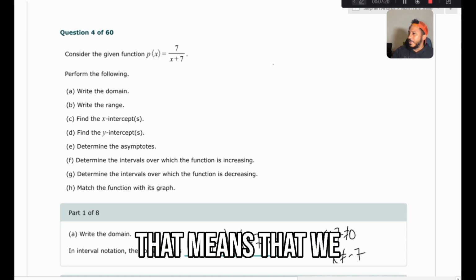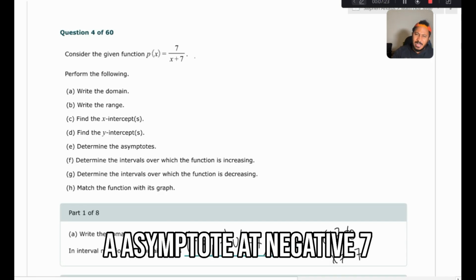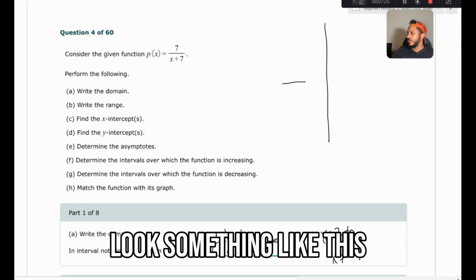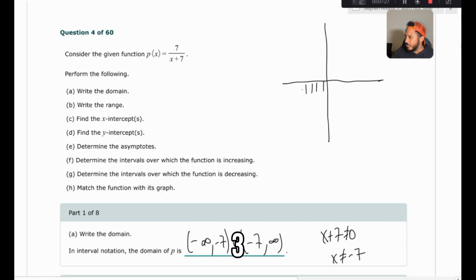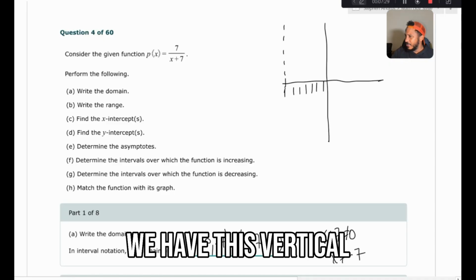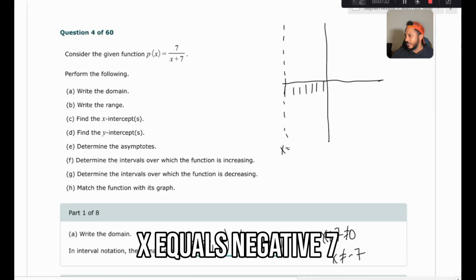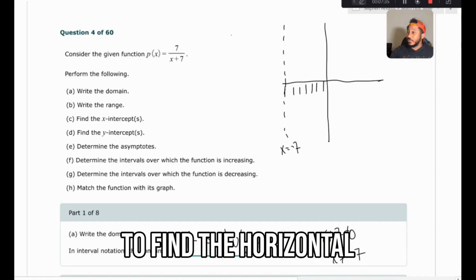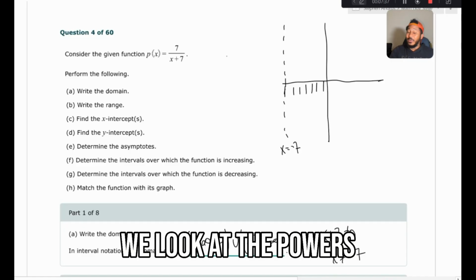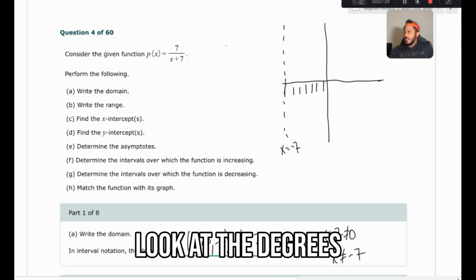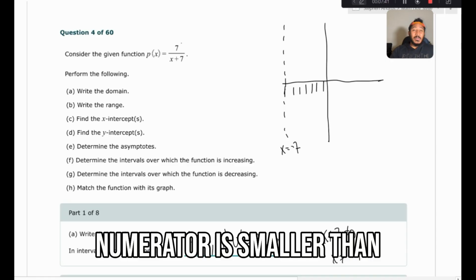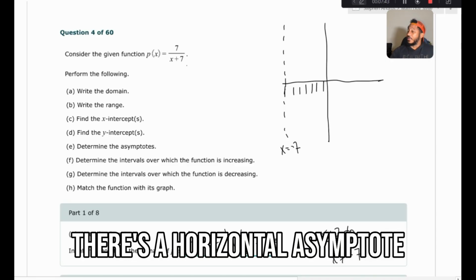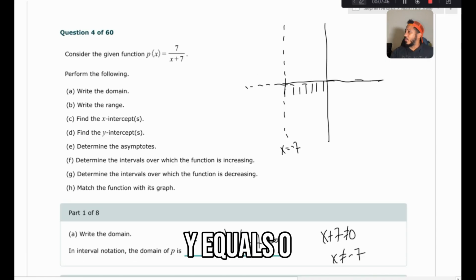Meaning, if you recall, that means that we have an asymptote at -7, right? So our graph will look something like this: 1, 2, 3, 4, 5, 6, 7. We have this vertical asymptote here, x equals -7. And then we said to find the horizontal or oblique asymptotes, we look at the powers, the degrees. Meaning, if the degree of the numerator is smaller than the degree of the denominator, then we know that there's a horizontal asymptote at y equals 0.